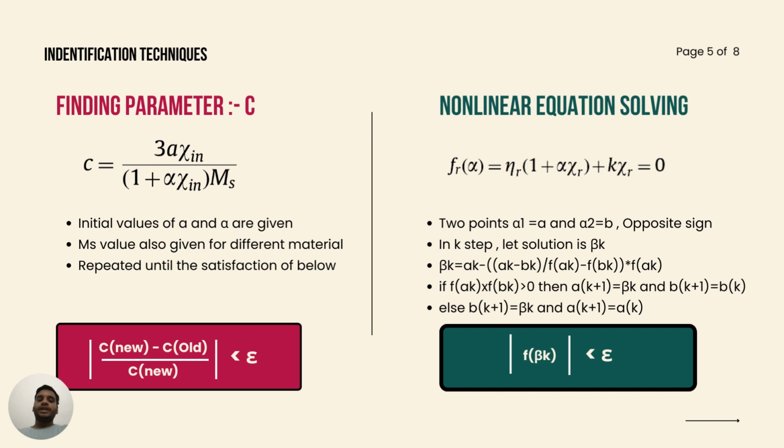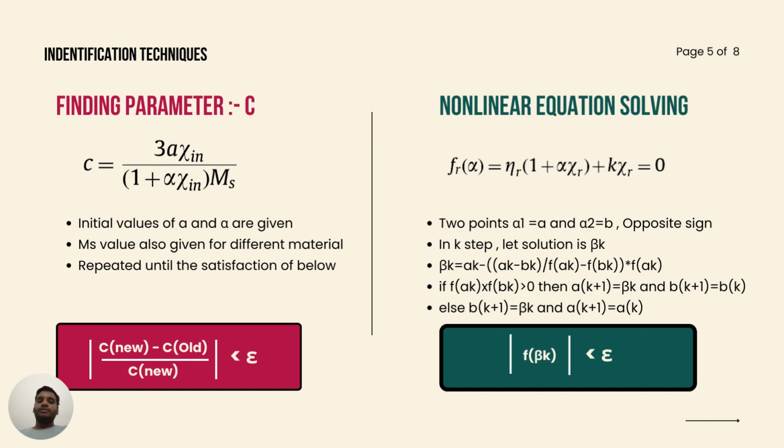And if we take k steps, the solution is beta k. We know the formula from these two slopes, so beta k is equal to (a f(b) minus b f(a)) upon (f(b) minus f(a)). So this is the basic formula. If it is greater than 0, then we can find a k plus beta k, and the iteration moves forward, and from beta k we can find the next one.